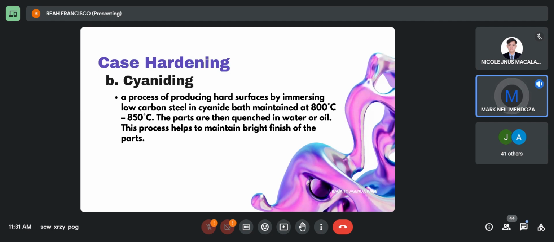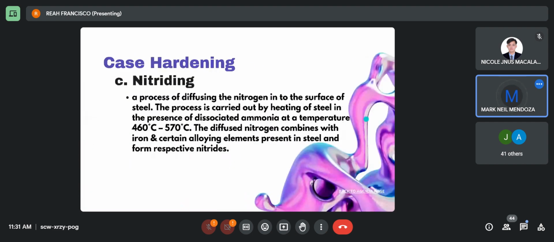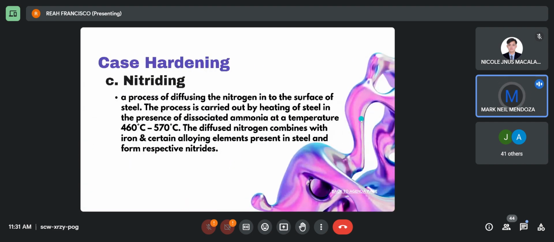Next slide is the nitriding, which is the process of diffusing nitrogen into the surface of steel. The process is carried out by heating of steel in the presence of dissociated ammonia at a temperature of 400 degrees Celsius to 500 degrees Celsius. The diffused nitrogen combines with iron and certain alloying elements present in steel and forms respective nitrides. So simply saying, nitriding is a method that adds nitrogen to the surface of the part by heating it in an atmosphere that is rich in nitrogen.